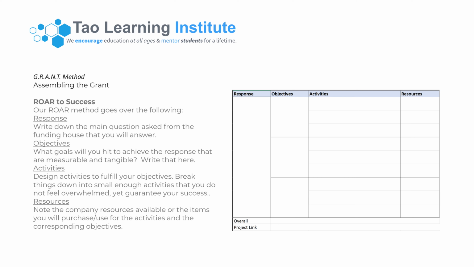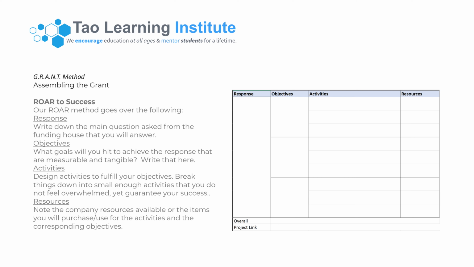So you have your objective, which is really your end goal, and then you want to break that end goal down into actual activities that you're going to do. So design activities to fulfill your objectives. Break things down small enough so that the activities that you do don't feel overwhelming, yet you still can guarantee the success of them. So each objective is going to have its own, and then you can departmentalize this very easily to achieve very, very big goals.